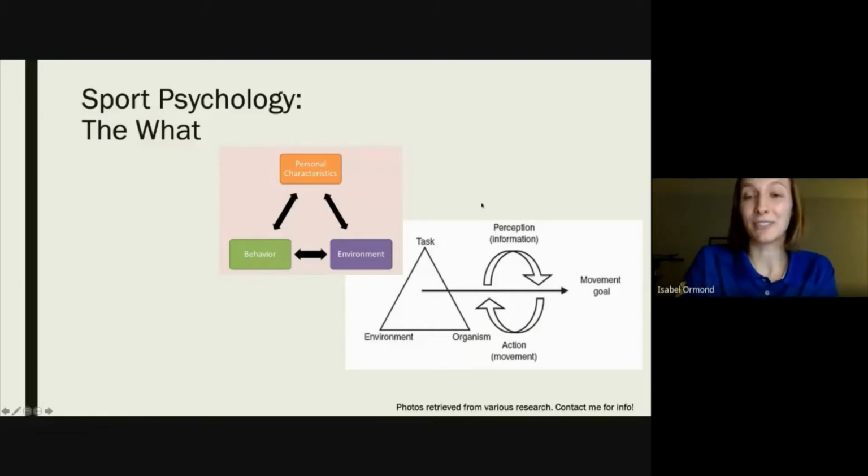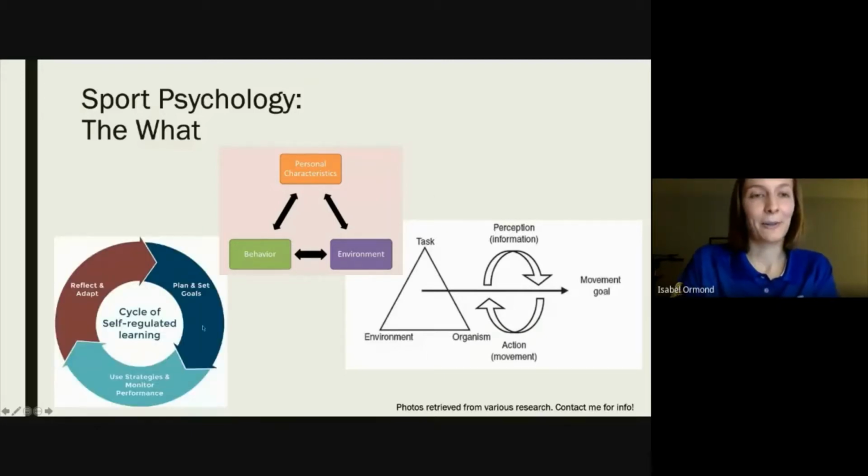The other diagram I chose to highlight here was this idea of self-regulated learning: the ability to plan and set goals, use strategies to monitor performance and think about how you're going to work on that, and then reflect and adapt as you go on. So Robin talked about journaling and debriefing and reflecting on what's happening, and how can we get our athletes within our practices, whether it's an IPP or a team practice, to go through this process of self-regulating their own learning.